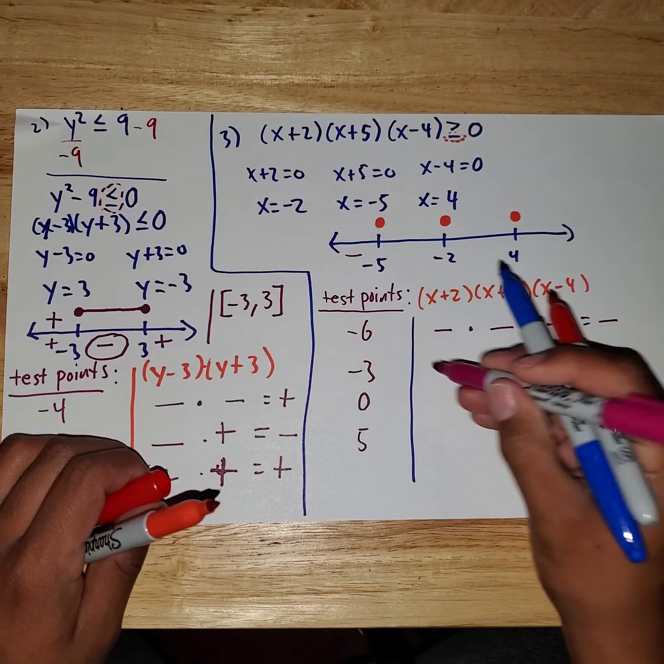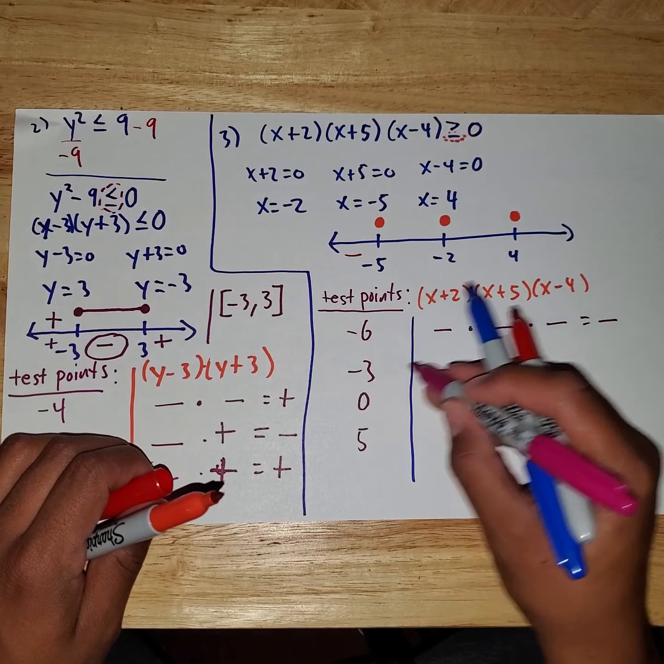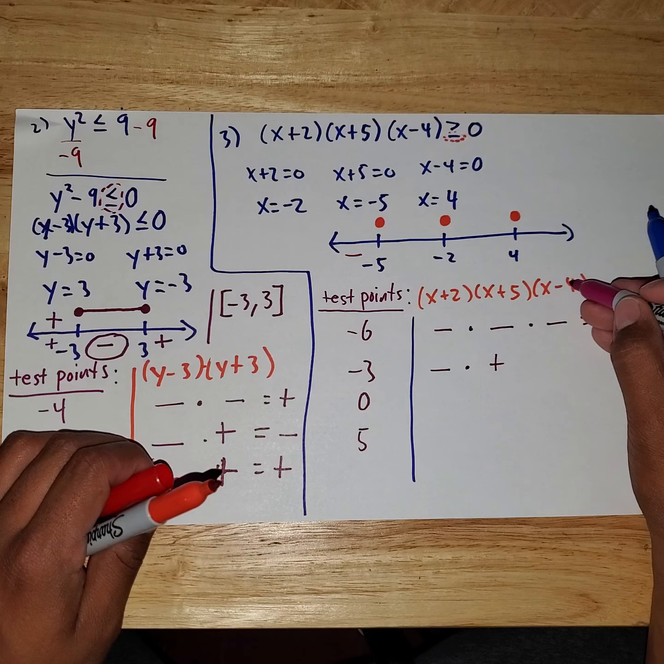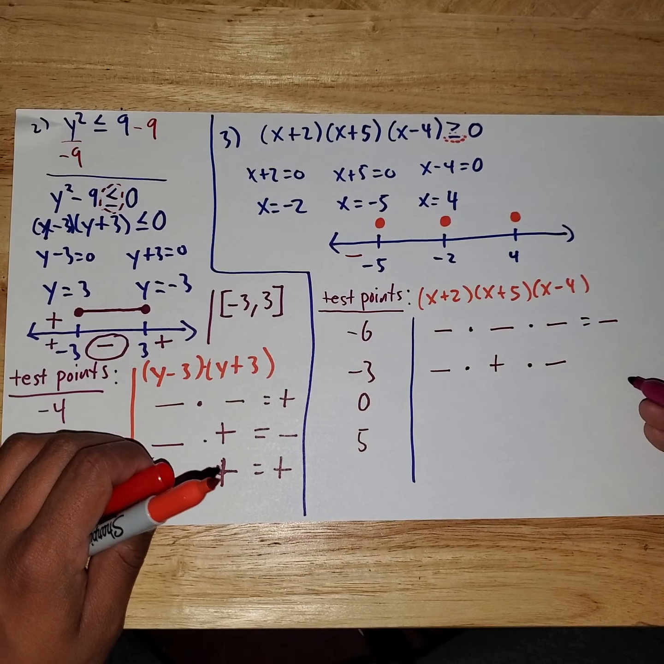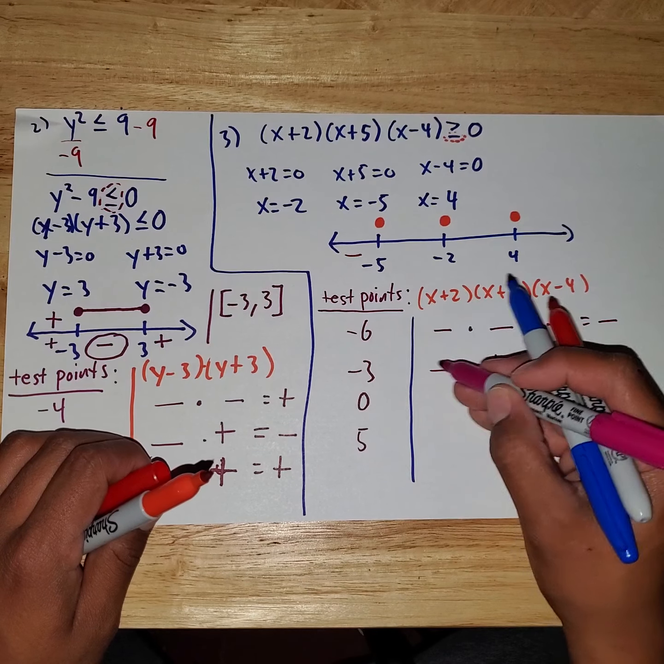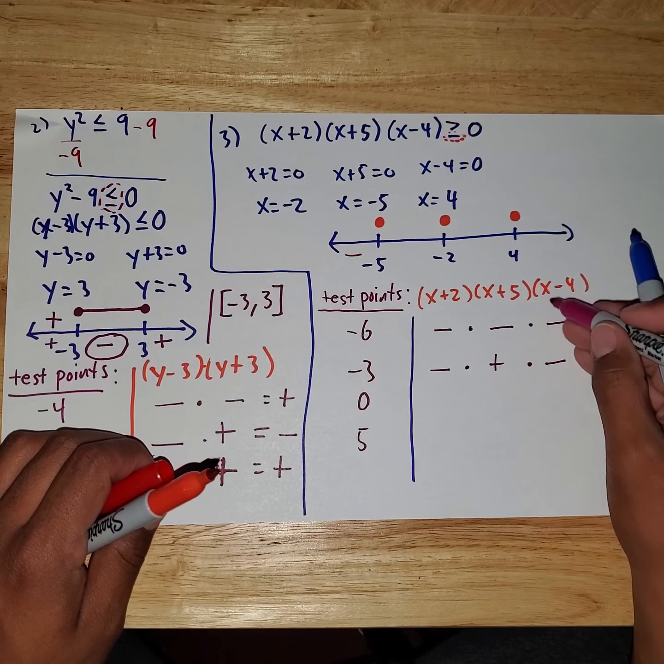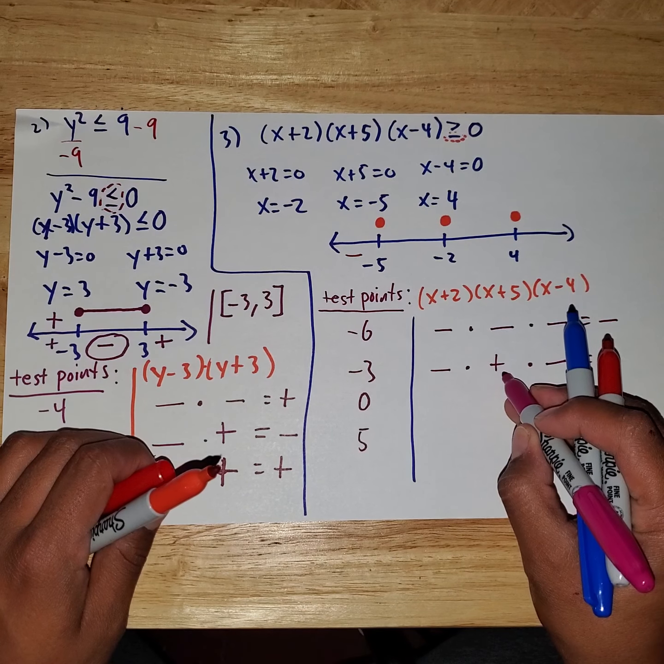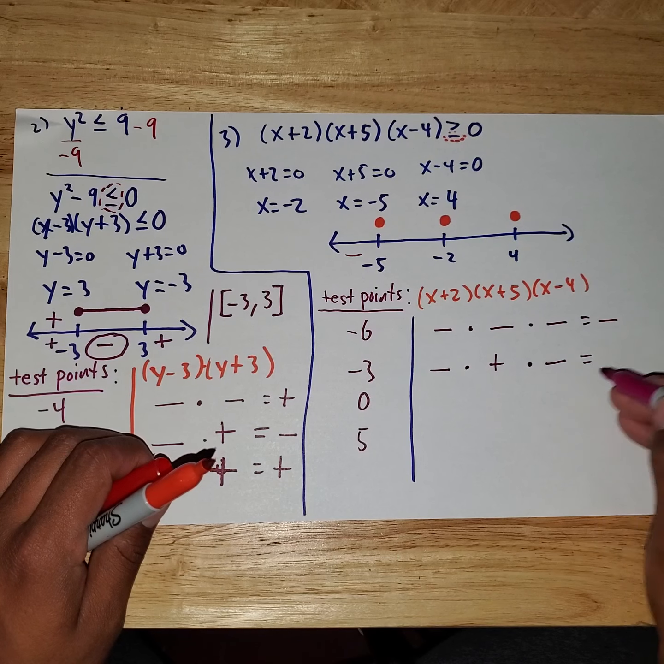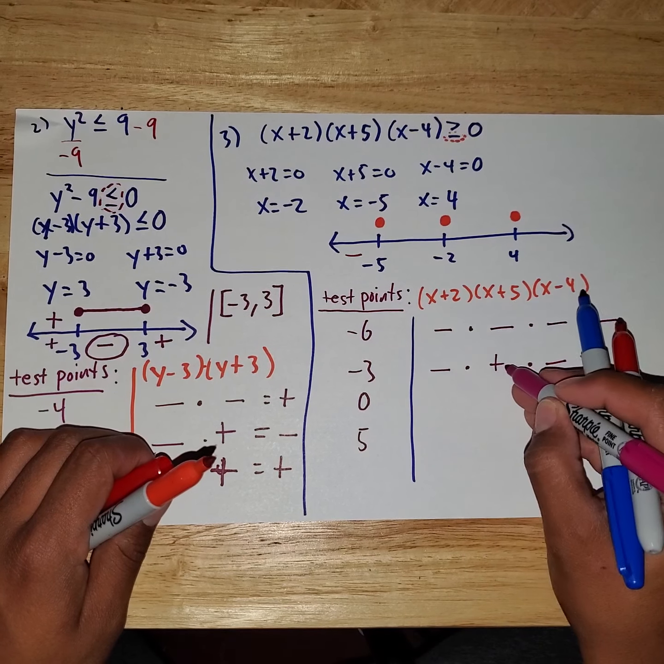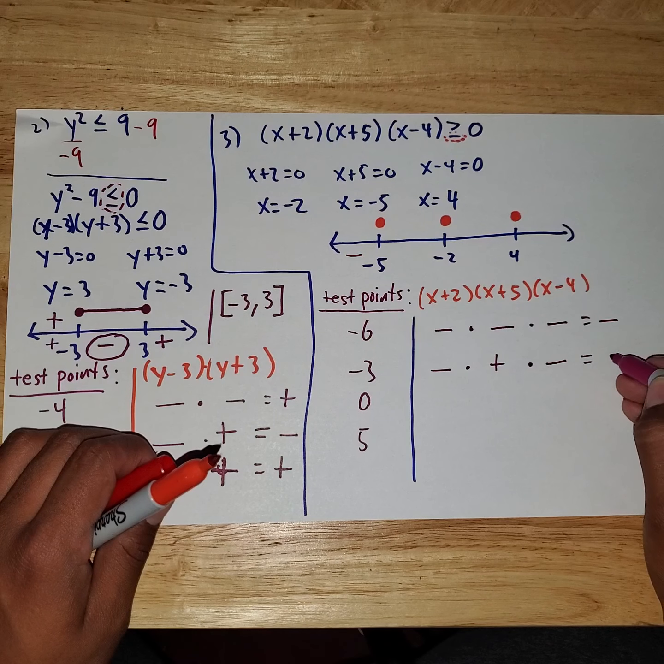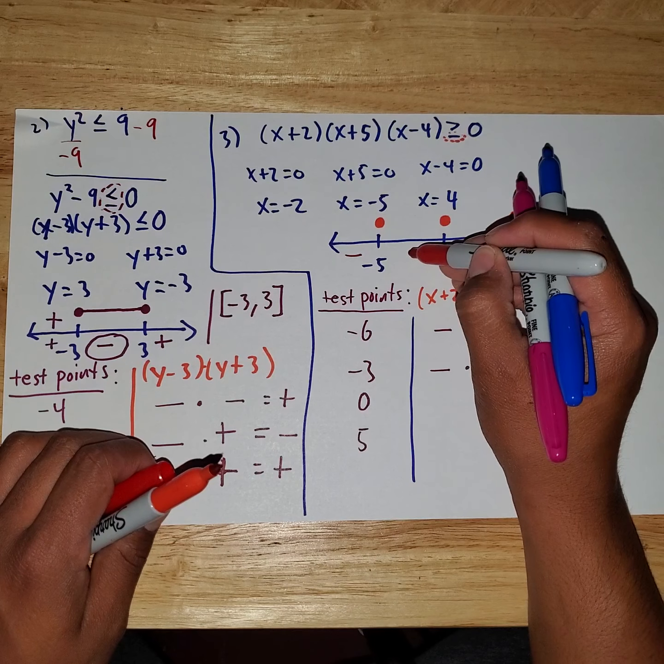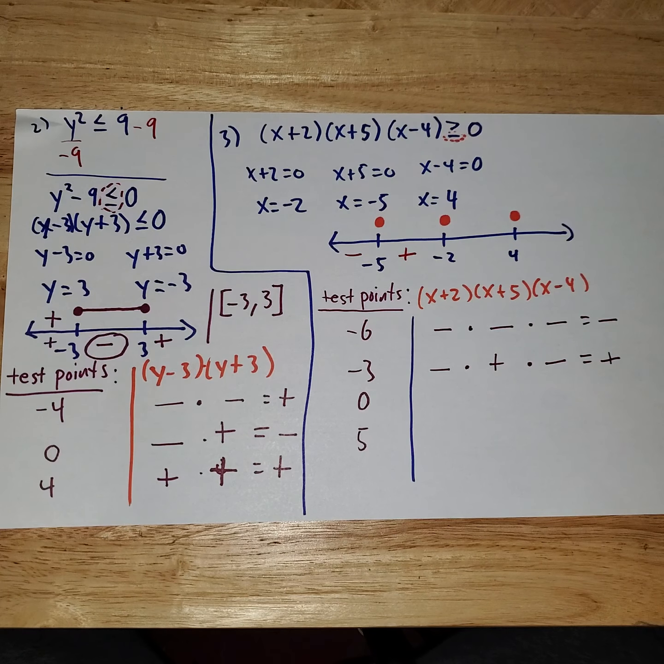Now, plug in -3. That's a negative. I plug -3 in here, it's going to leave me with a positive. I plug -3 in here, I'm going to be left with a negative. Because -3 plus 2 is negative, -3 plus 5 is positive, but -3 minus 4 is still going to be negative. And a negative times a positive is negative, times a negative is going to leave you with a positive. So everything in between -5 and -2 is going to be positive.